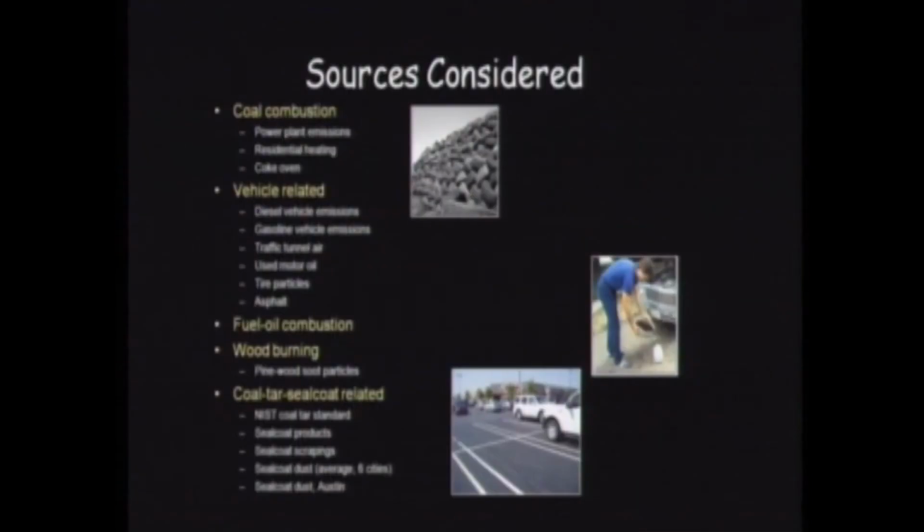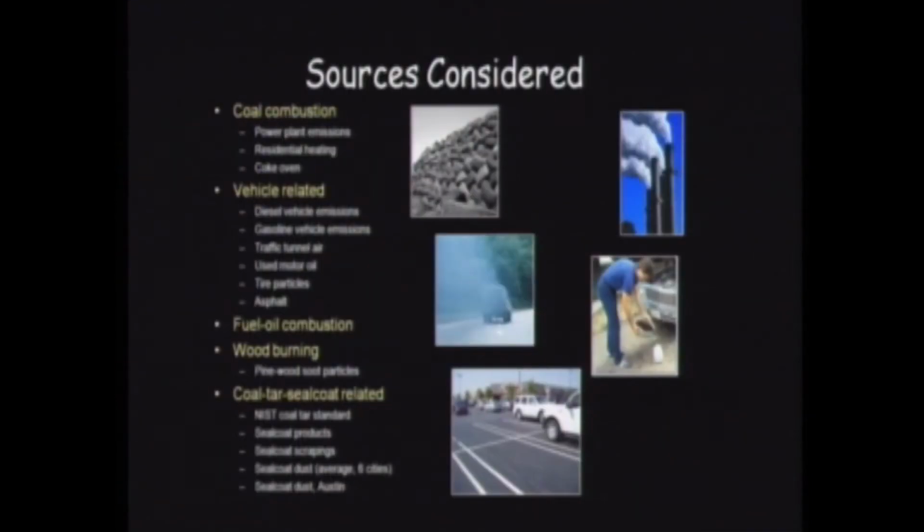So we ran the model about 200 times. The CMB model gives you statistical measures of how good the results were. So we picked the best 4 out of those 200 and we averaged the results, and that's what I'm going to show you here. Here are all the different sources that we considered, and we grouped them into 5 categories.